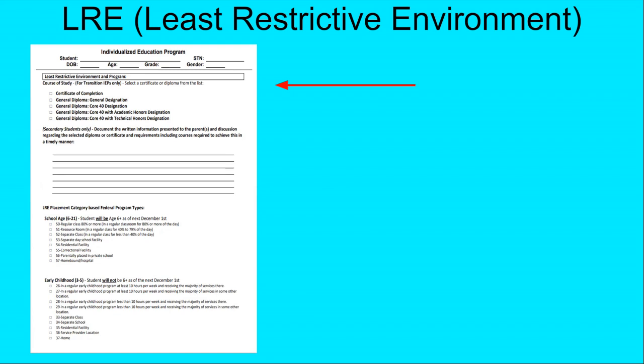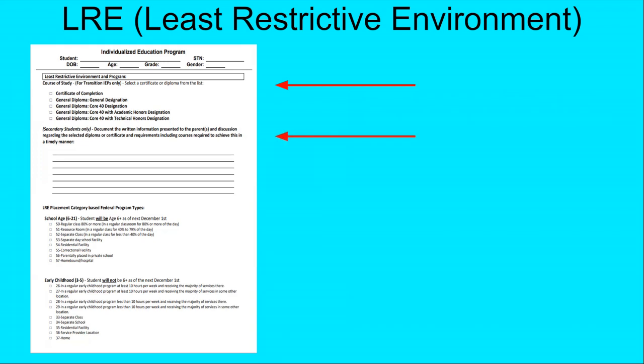And then you have general diploma Core 40. Okay, that's a little bit more geared towards helping individuals get into college. It looks better on college transcripts. And then you have Core 40 with academic honors and Core 40 with technical honors. Typically, here in Indiana, we either go with general diploma, general designation, or we go with Core 40 designation. But this is only for transition IEPs. If the child is not 13, then we don't have to worry about that.